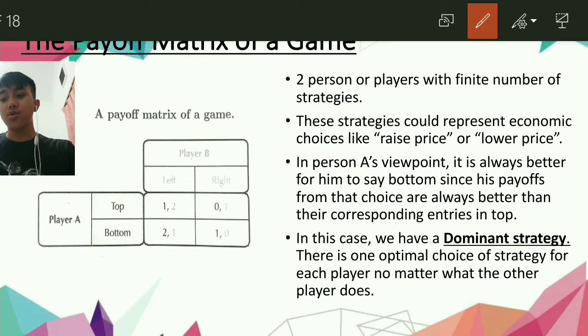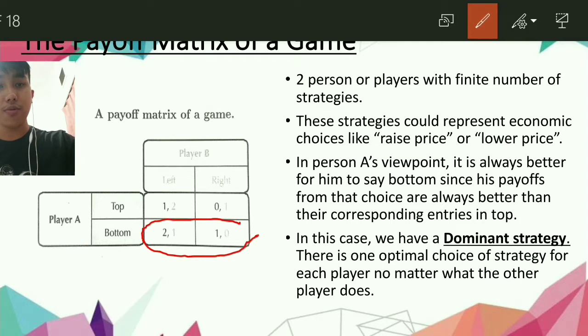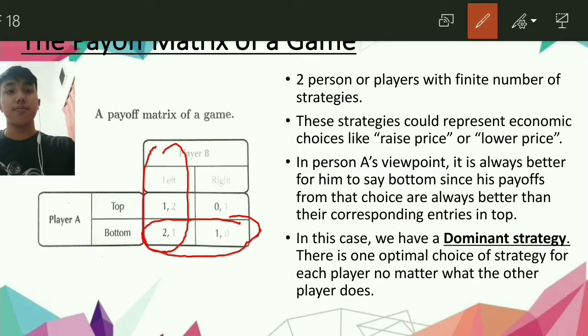So whichever choice B makes, player A will get a higher payoff if he plays bottom. And it makes sense for A to play bottom because it is more beneficial for A. And then whichever choice A makes, B will get a higher payoff if he plays left. So for A, it is more beneficial if he plays bottom, and for B it is the left one.